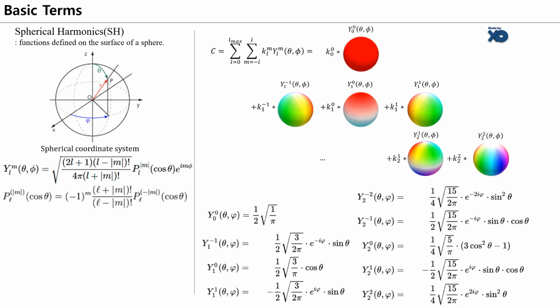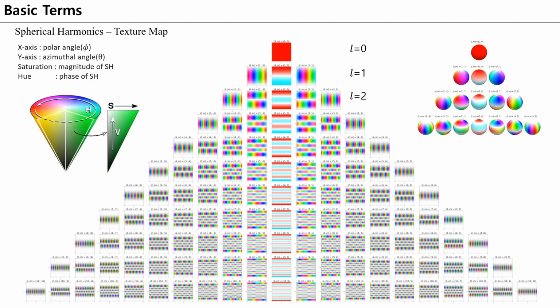The Y function, which is defined differently depending on L and M, uses camera poses as an input value. And it's defined by the formula on the right. L increases in integer units and M increases from minus L to plus L. From the values of L and M, various types of spherical coordinate functions are defined. The formula can be defined by solving the Laplace equation in the spherical coordinate system.